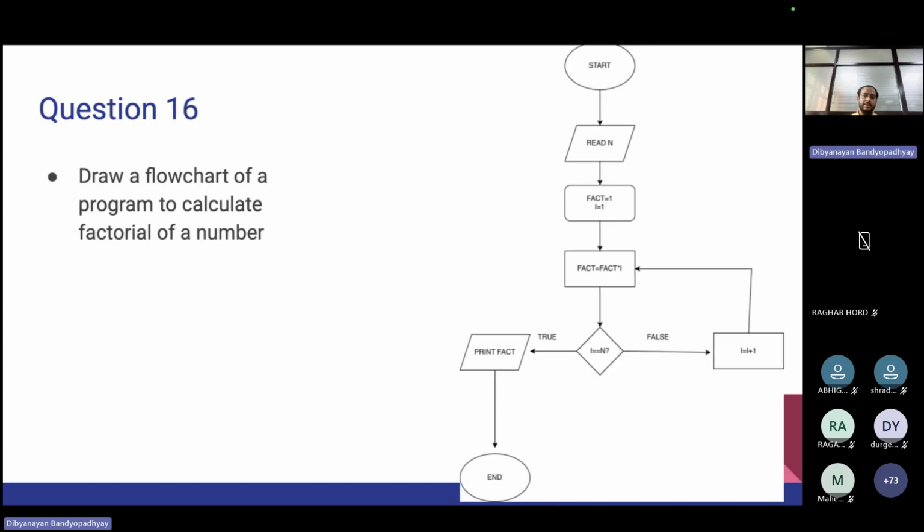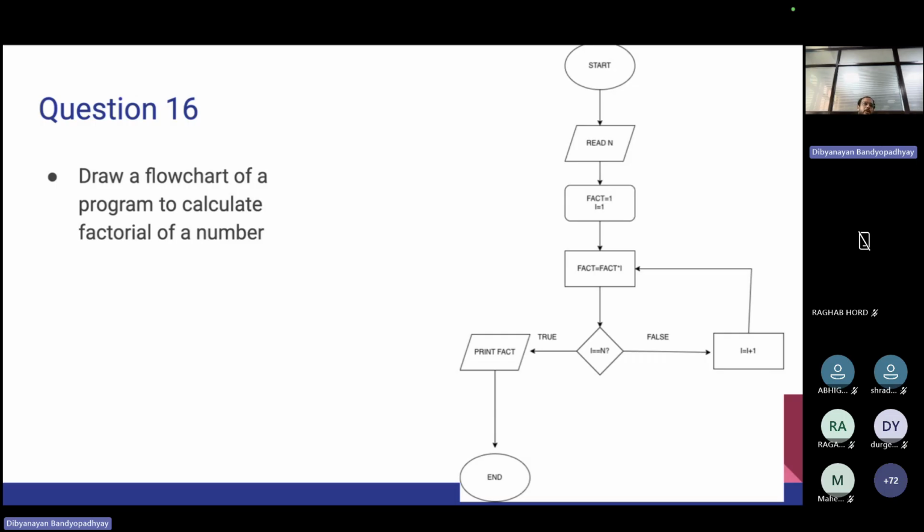Okay, so this is factorial, calculating the factorial of a number. So what is factorial? Let me clarify. If you want to calculate the factorial of 5, then you just go backward. So 5 into 4 into 3 into 2 into 1, up to 1 you calculate and stop. So 5 factorial will be 5 into 4 into 3 into 2 into 1. I think you already know these things.